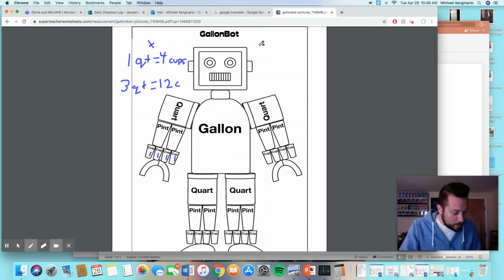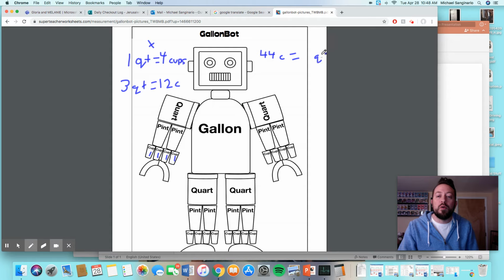So now let's go the opposite direction. Let's say we have 44 cups, and they want to know how many quarts that is. Instead of multiplying, you get it now? Now we need to divide. See the pattern? When we're going from a larger to a smaller, we multiply. When we're going from a smaller to a larger, we divide.